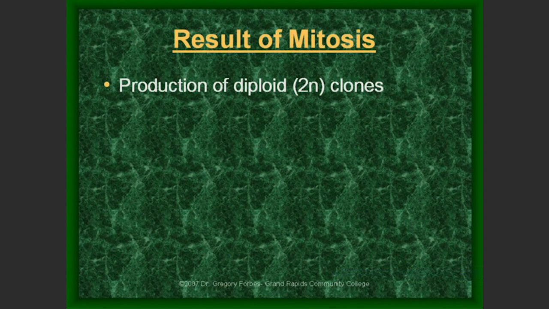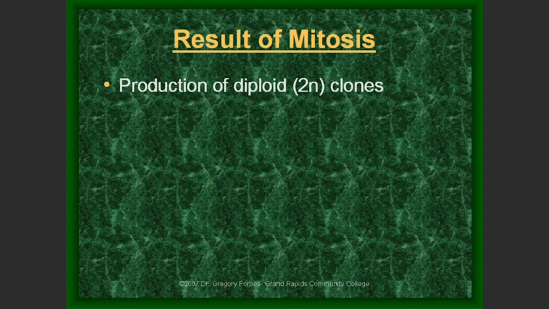So we have diploid clones. A clone, as I've already mentioned, is genetically identical to the cell from which it mitotically divided. And this is the goal. For instance, if we're replacing cells in our mouth, we don't want to replace them with different types of cells. We want those cells replaced with the exact same cells that were destroyed. So this is the goal of mitosis: to produce genetic clones.